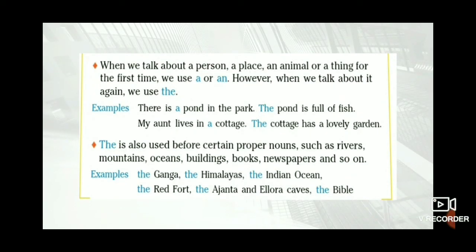The is also used before certain proper nouns such as rivers, mountains, oceans, buildings, books, newspapers, and so on. So, example, the Ganga, the Himalayas, the Indian Ocean, the Red Fort, the Ajanta Ellora caves, the Bible. So Ganga, Himalayas, Indian Ocean, these are certain proper nouns. So the is also used before certain proper nouns.